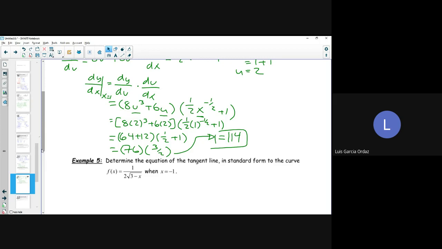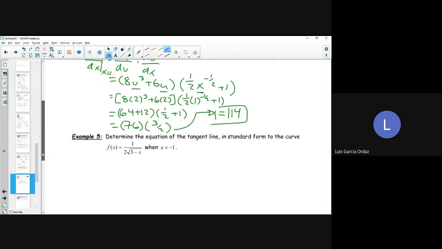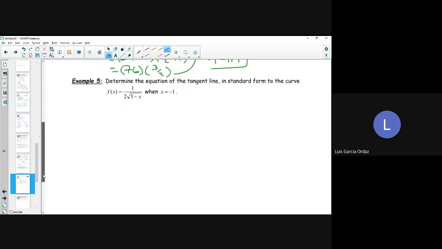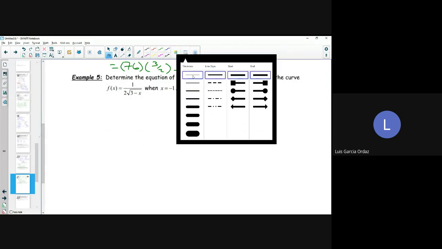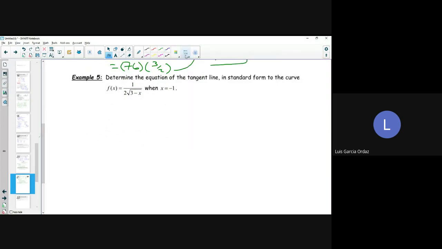Luckily, example 5 has nothing to do with the chain rule, to be completely honest with you. It's just to see if you guys remember to find the derivative. So the last one is determine the equation of the tangent line in the standard form to the curve f of x is equal to 1 over 2 times the square root of 3 minus x when x is equal to negative 1.